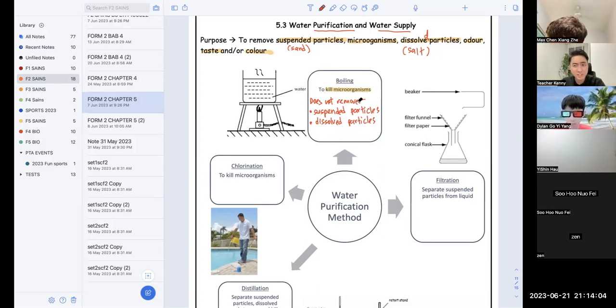Does it remove odor? Yes and no. Okay. If it's light smell, then can. All right. Taste does not remove, color does not remove. So this one we will not focus much on this. We'll focus on this main three first. All right, this main three.